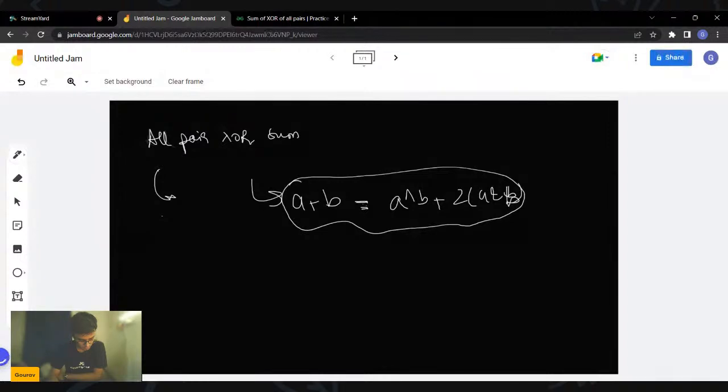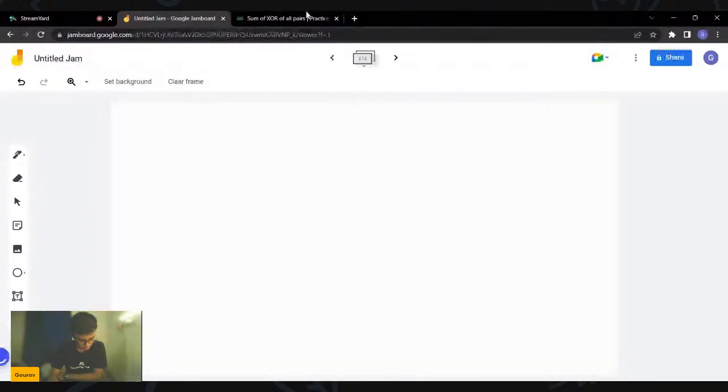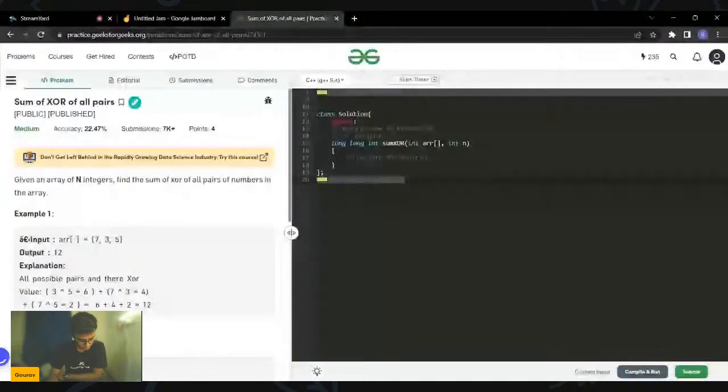So the focus of today's session would be to find the all pairs XOR sum problem. In this problem, let us say that you are given an array, and that array contains n numbers. So basically, it means that n choose 2 pairs can be formed from those numbers. Now you have to find the sum of the XOR of all possible pairs that you can form from the given numbers, and you have to return that sum.